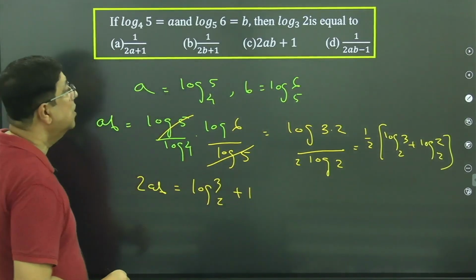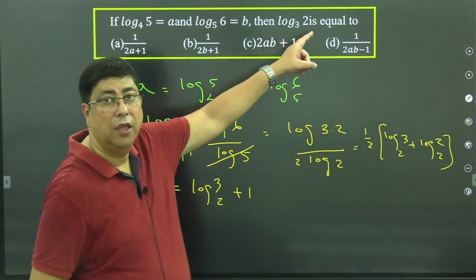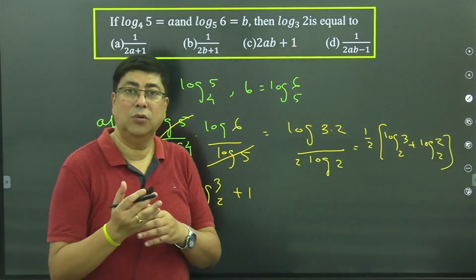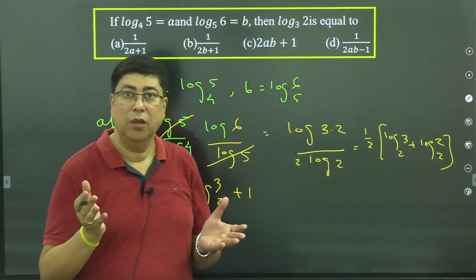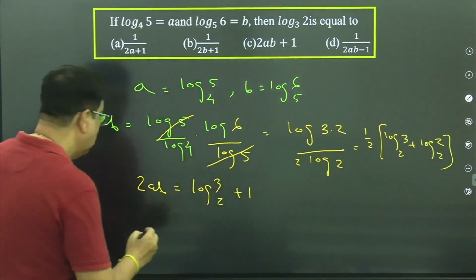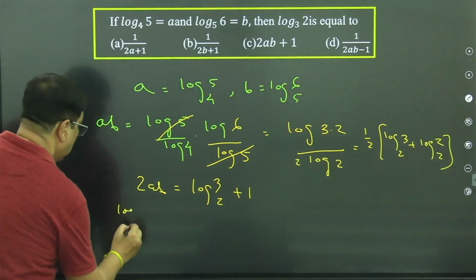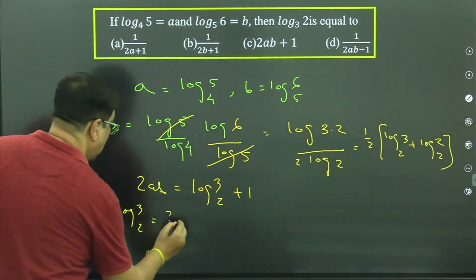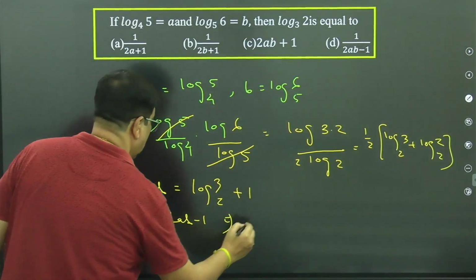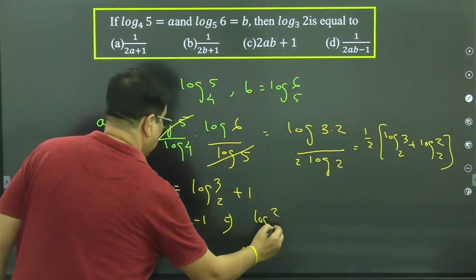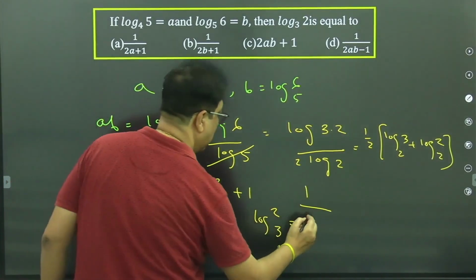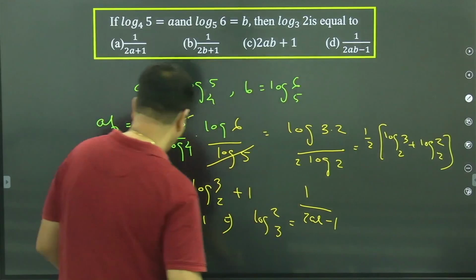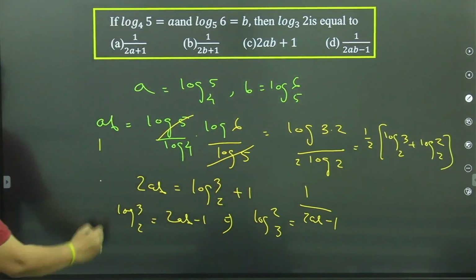What we need is log 2 base 3, okay. So log 2 base 3 is 1 by log 3 base 2. So we can do it like this: log 3 base 2 equals 2ab minus 1, therefore log 2 base 3 equals 1 by 2ab minus 1. How is this? Just see one thing.